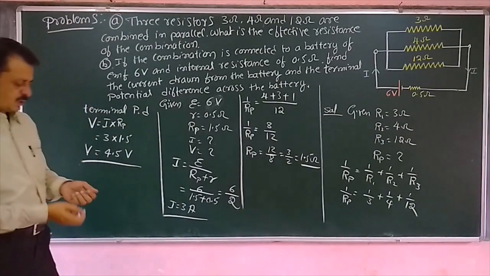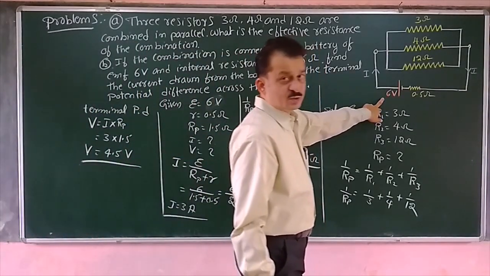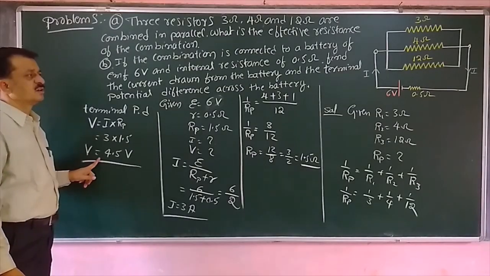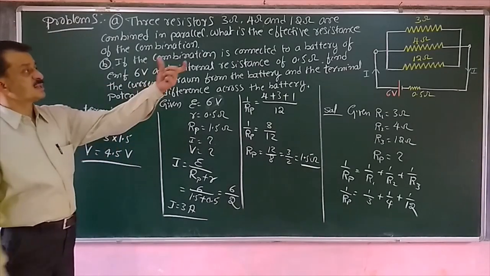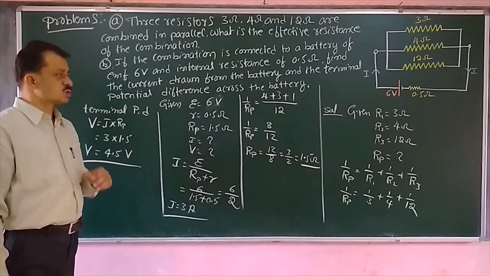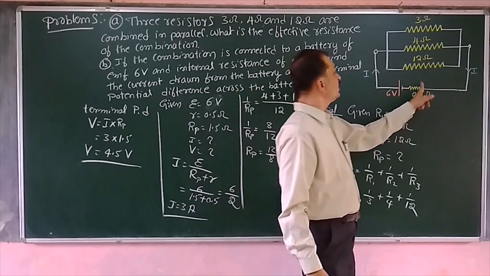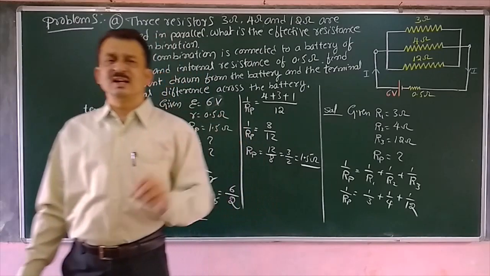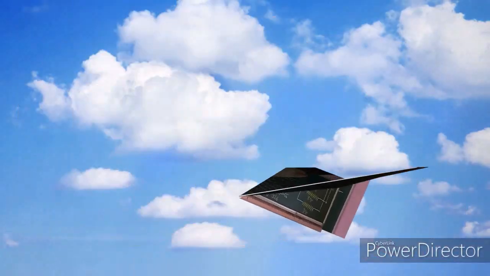Okay, now here once again look at this one. This is the EMF of 6 volts and this is the terminal potential difference. We are applying 6 volts, but across the parallel combination we are getting only 4.5 volts. Now where is the remaining 1.5 volts? It is dropped inside the cell. That 1.5 volts is dropped inside the cell because of the internal resistance of the cell.